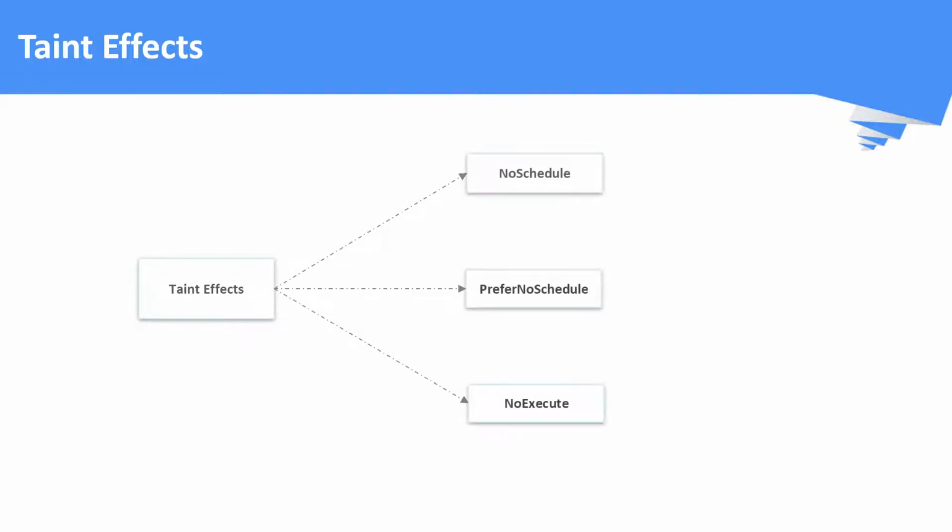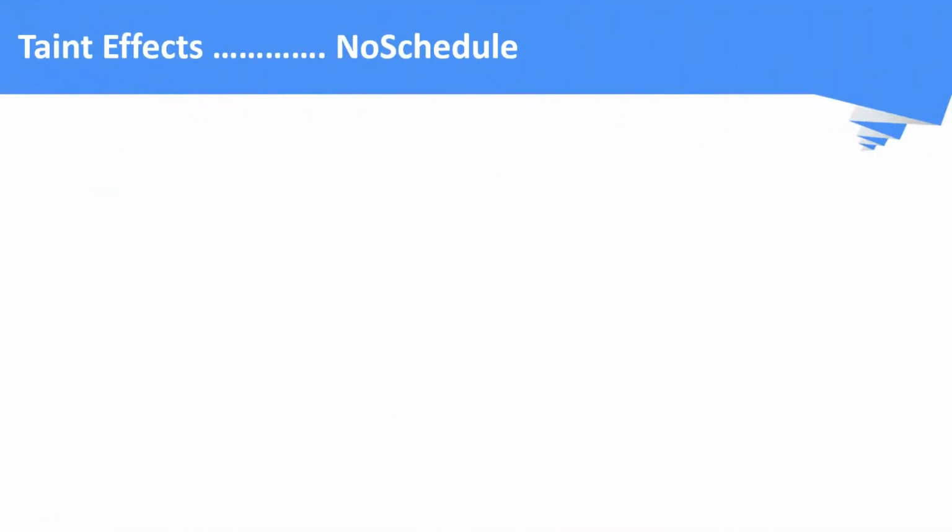Taint effects. A taint can have 3 possible effects: NoSchedule, PreferNoSchedule, and NoExecute. Let us see these things a bit more in detail. Let us first see about the NoSchedule effect.